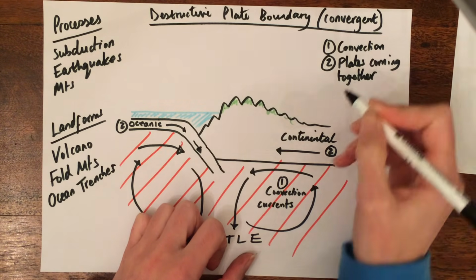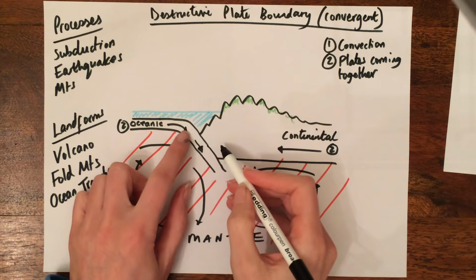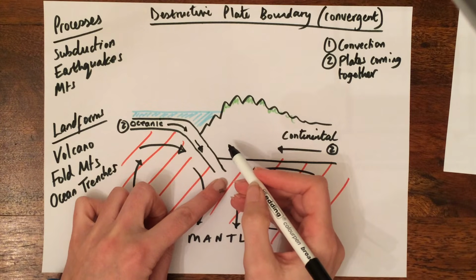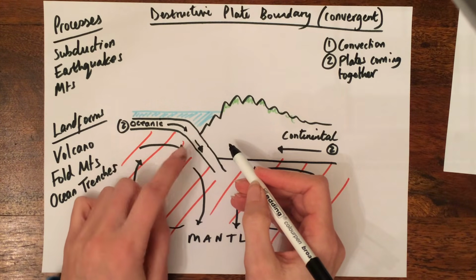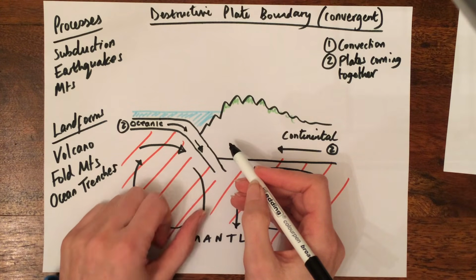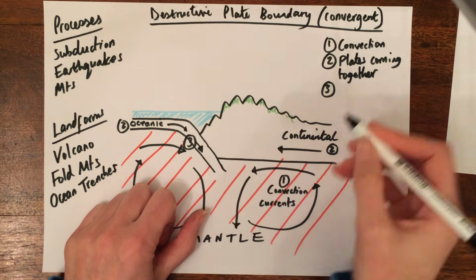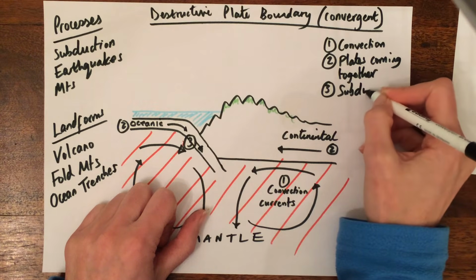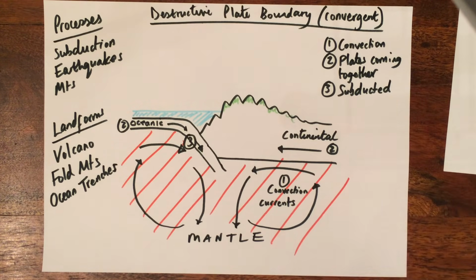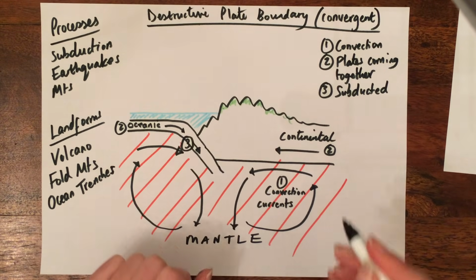Now, when they meet, the oceanic crust is forced down into the mantle, and that's because it's denser and it's heavier. That's why it's forced down. Even though it's thinner, it is denser because it's made of basalt. So it is subducted. So point 3 here, it is being subducted into the mantle. The process is known as subduction, okay, and it's being subducted into the mantle.